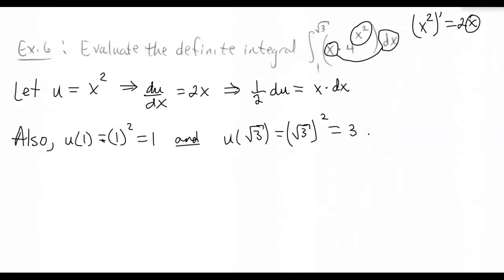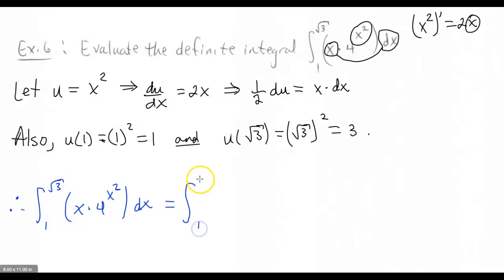So now that we have this all together here, we know that the integral of 1 to square root of 3 of x times 4 raised to the x squared dx, this is the same as the integral from 1 to 3 of, and of course the x dx, that's just going to be 1/2 du. And then we multiply that times 4 raised to the u.